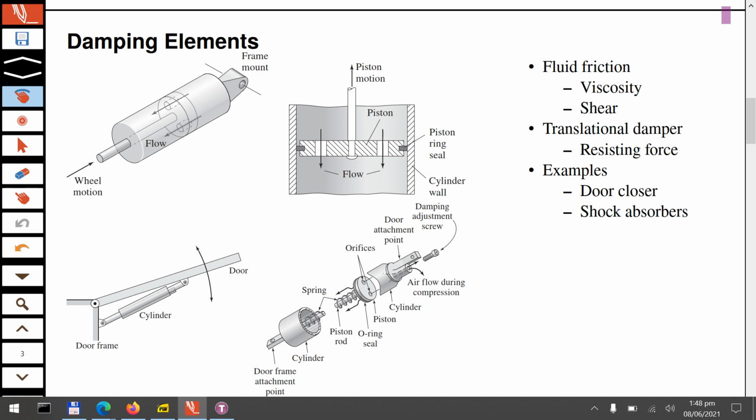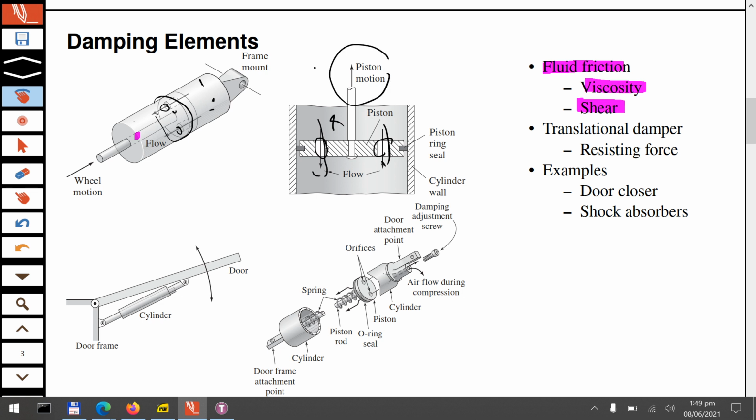What you need to keep in mind is that fluid friction arises from shear and viscosity. Imagine a piston-type thing moving inside a cylinder. If that cylinder has fluid in it and this piston has holes in it, and this is the cut-out section, then through these holes the fluid can move in and out.